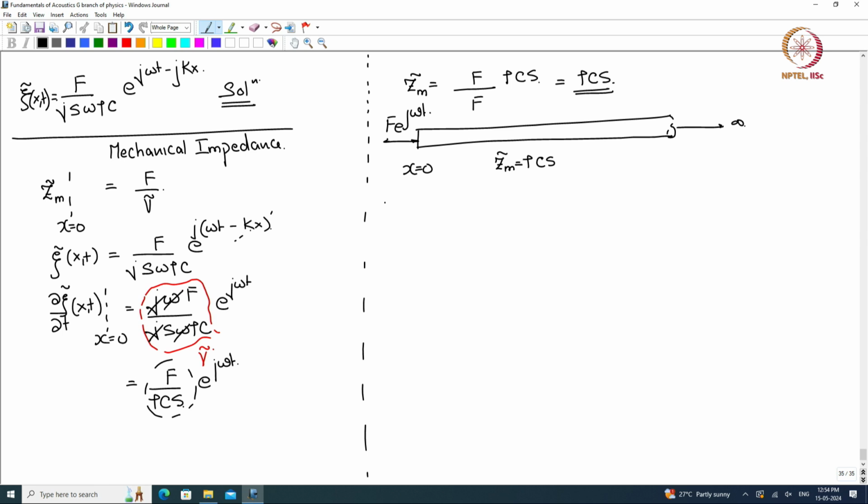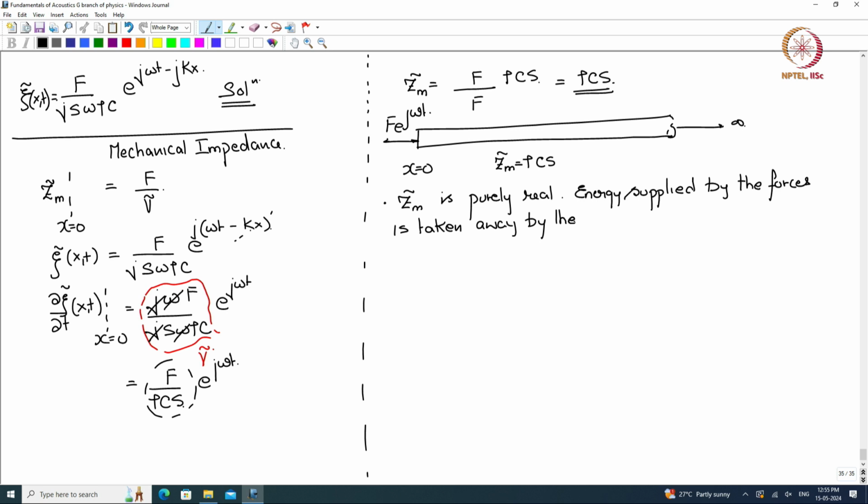Okay, so immediately we see that Z̃ is purely real. So that means the energy or power supplied by the force is taken away to infinity, is taken away by the rod. There is nothing returning, and therefore there is no imaginary part. That means B̃ is 0, so no returning wave.